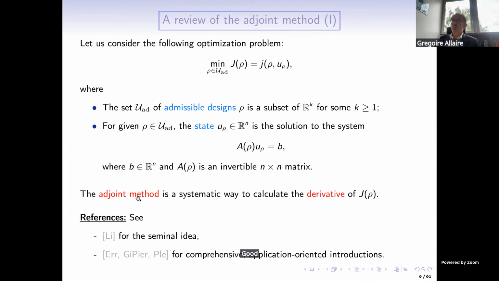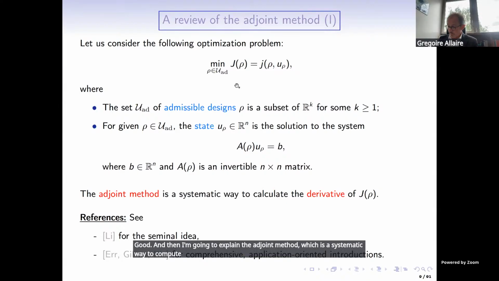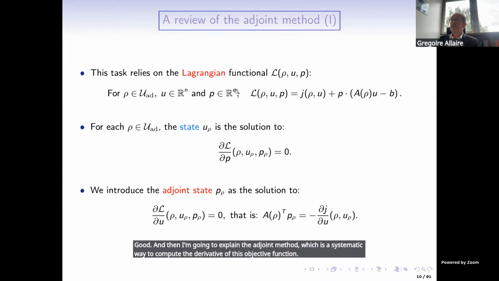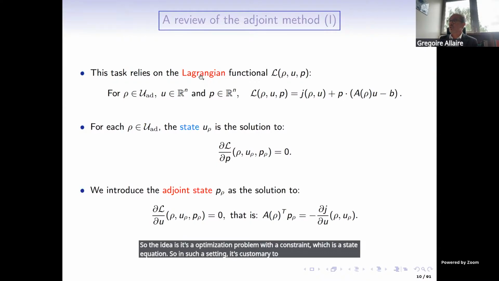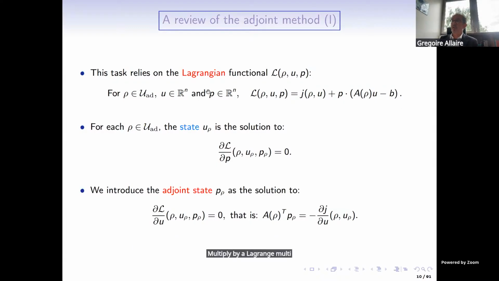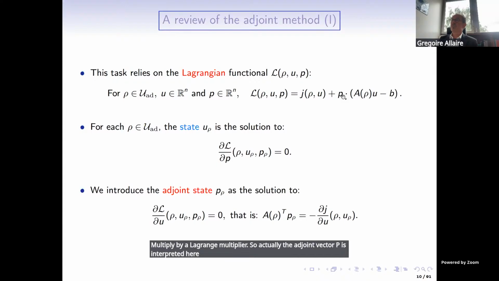Good. And then I'm going to explain the adjoint method, which is a systematic way to compute the derivative of this objective function. So the idea is it's an optimization problem with a constraint, which is a state equation. So in such a setting, it's customary to introduce a Lagrangian. And the Lagrangian is simply the sum of the objective function plus the constraint multiplied by a Lagrange multiplier. So actually the adjoint vector p is interpreted here simply as a Lagrange multiplier for the constraint A of rho times u equal to b.